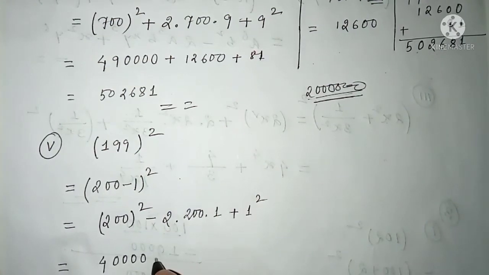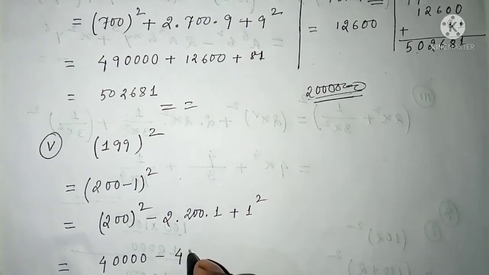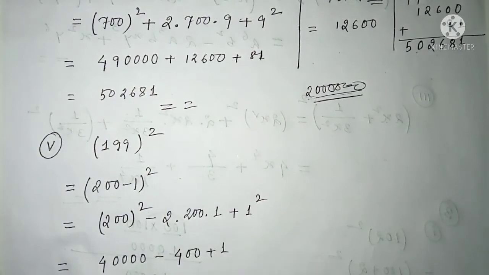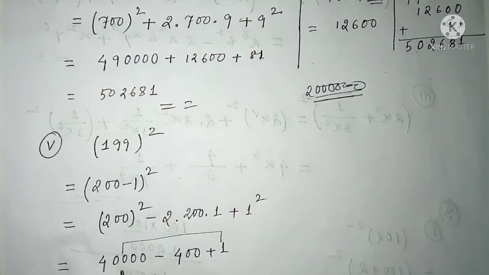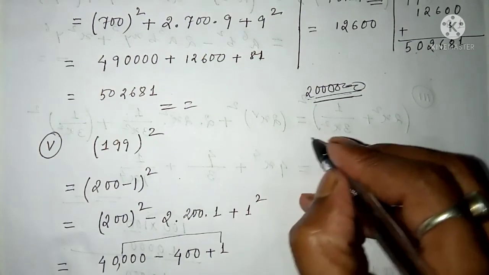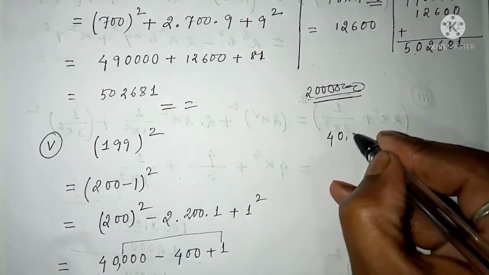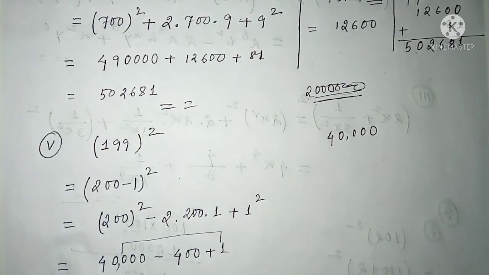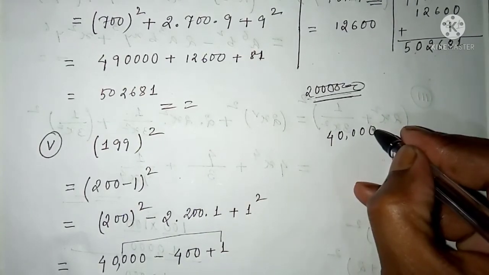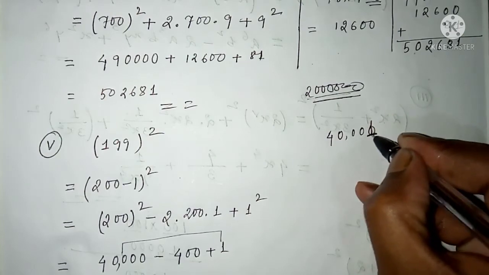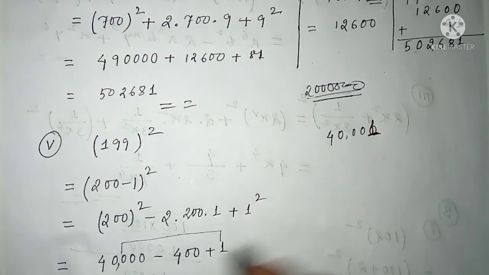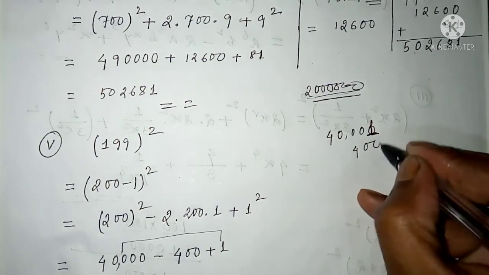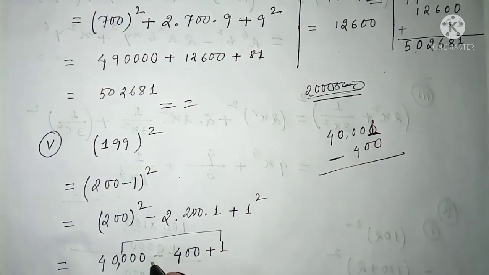Then you can see here 2 into 200, it's very simple. It is your 400. 1 square means that is your 1. Now I have to add this term and this term, and I have to subtract this one. So this is your 40,000. Then it will be 40,000 plus 1, actually your 40,001. I have to subtract 400 from here, because I have a minus sign here.